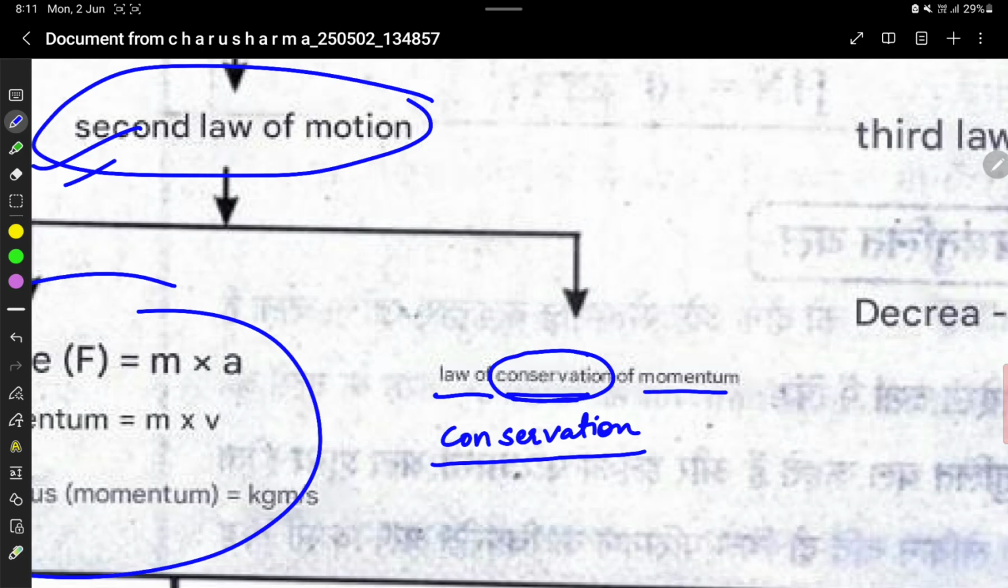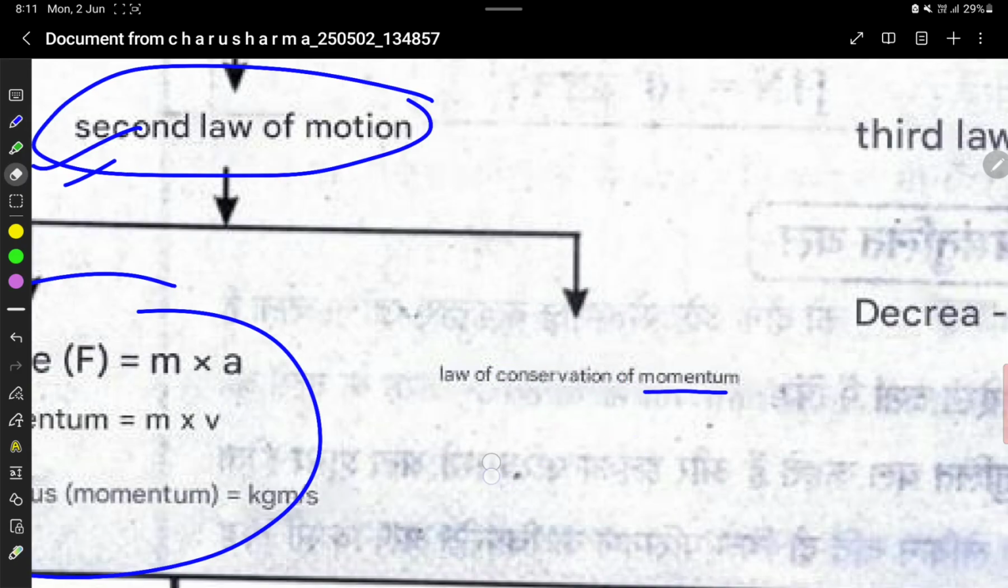What does the conservation law say? It says that we cannot create a new thing. We neither create nor destroy anything, but we can transfer it from one object to another object. And that's what this law also says. Whenever it comes up in physics, I will give you a trick to remember the law of conservation.